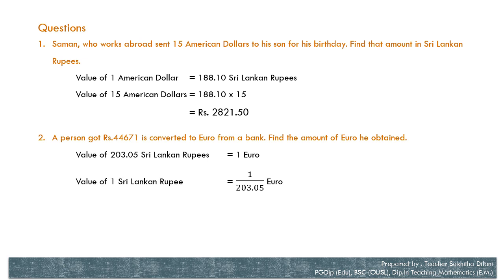Now you are asked to find the value of 44,671 rupees in euro. For that, you have to multiply that value by 44,671. After simplifying, the answer is 220 euro.